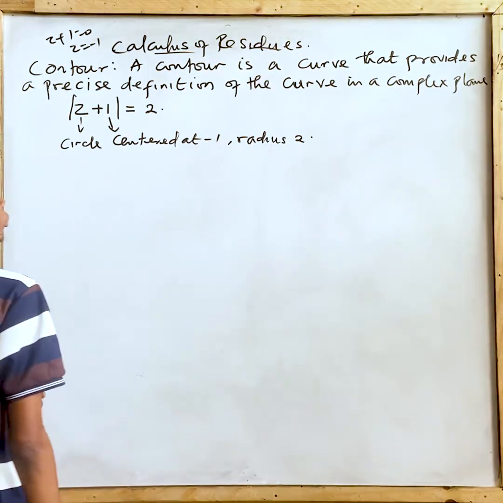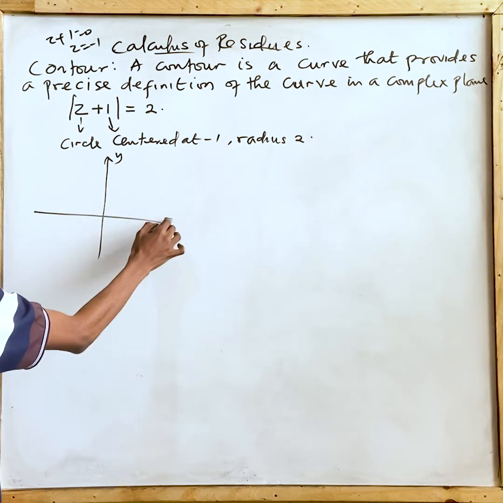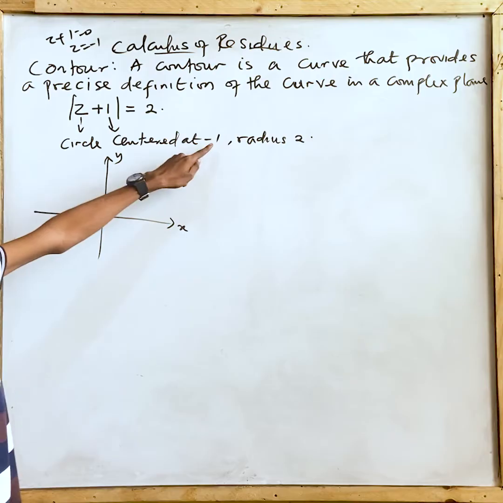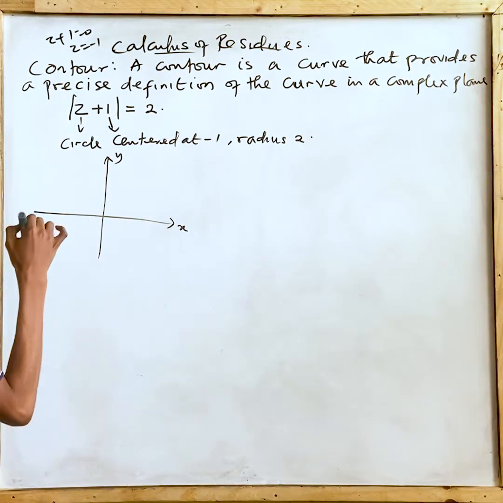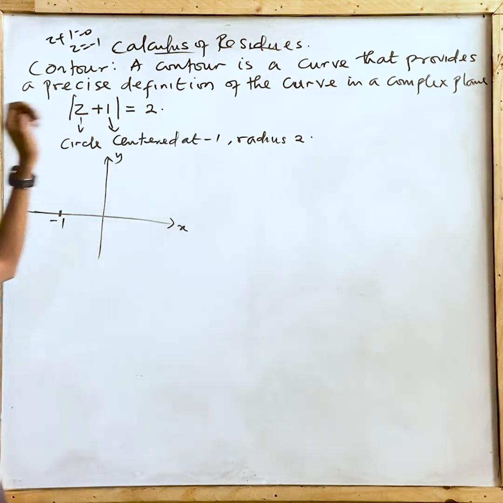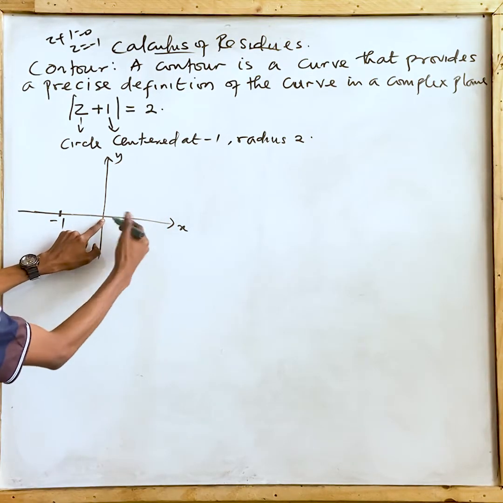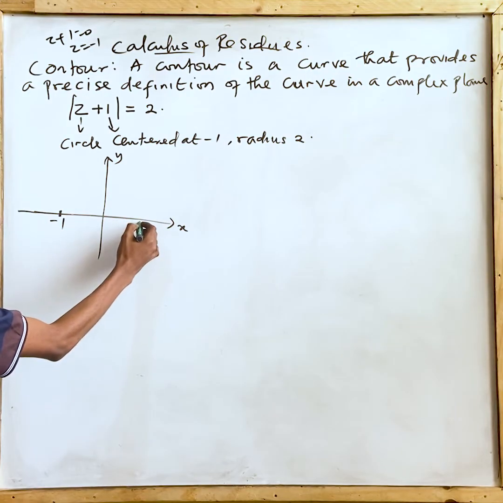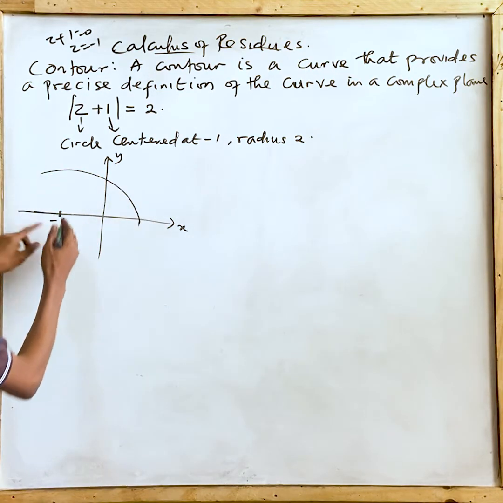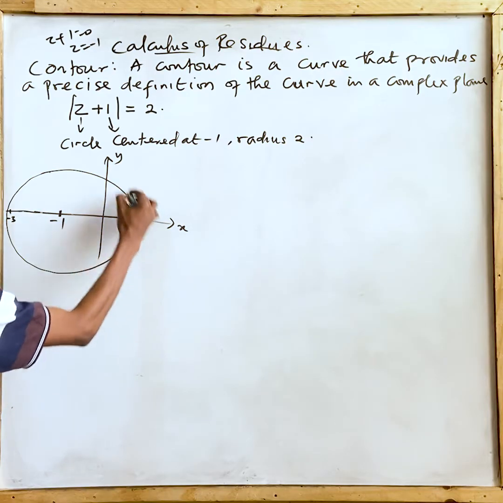So if I want to sketch it, I'm going to have y and x, centered at minus 1. It means that minus 1 will be the center of that circle, x equals minus 1. The radius of the circle will be 2. From here to here is 1, from here to here now, 1. So my radius will be like this. And then if I have radius 2 here, I'm going to have a minus 3. This is how the curve will be.